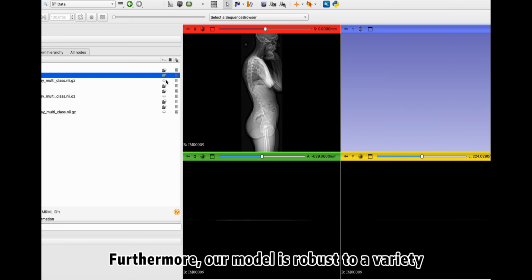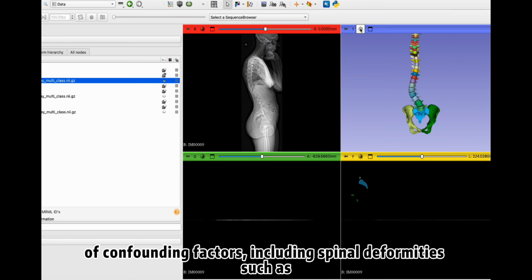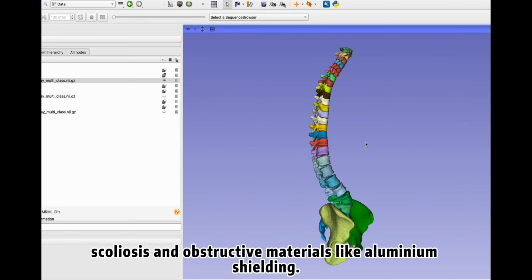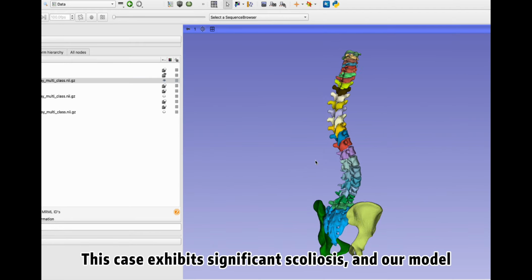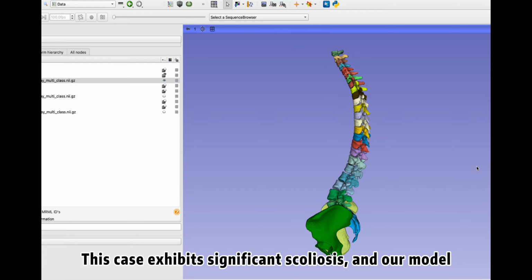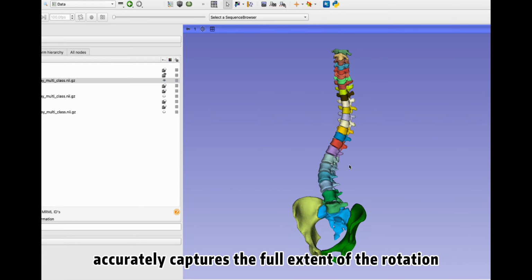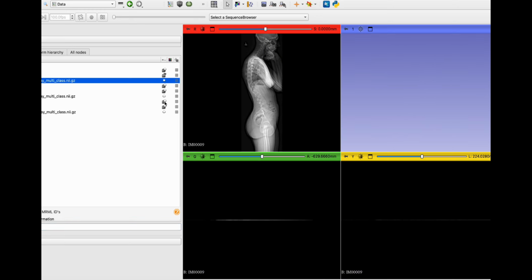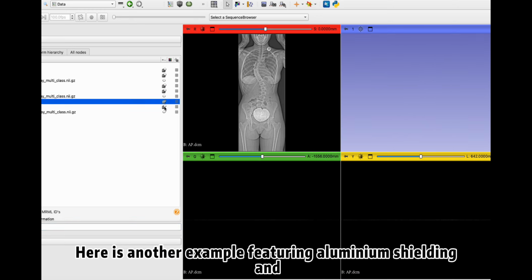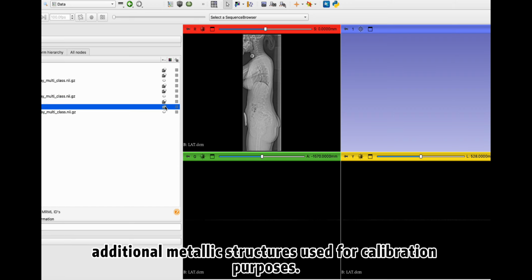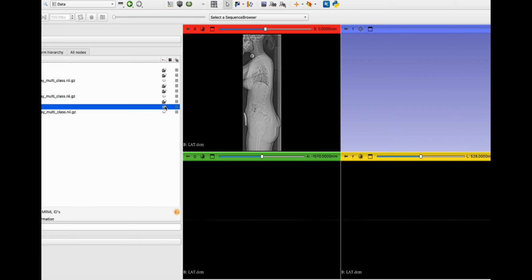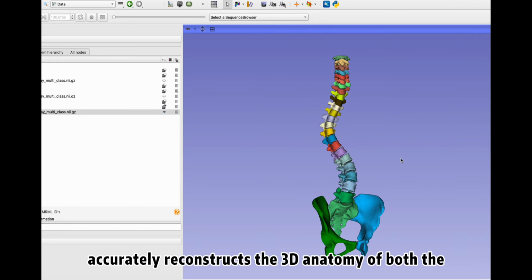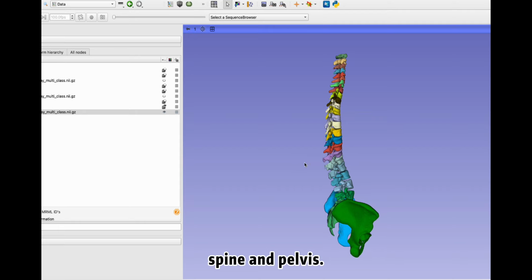Furthermore, our model is robust to a variety of confounding factors, including spinal deformities such as scoliosis and obstructive materials like aluminum shielding. This case exhibits significant scoliosis, and our model accurately captures the full extent of the rotation and curvature, along with the detailed structure of each vertebra. Here is another example featuring aluminum shielding and additional metallic structures used for calibration purposes. Despite these artifacts, our model remains robust and accurately reconstructs the 3D anatomy of both the spine and pelvis.